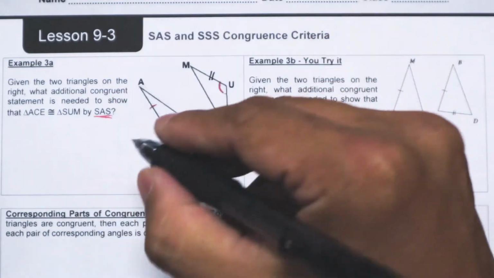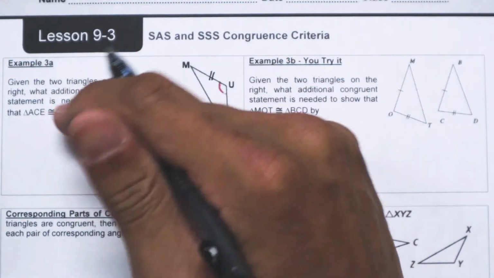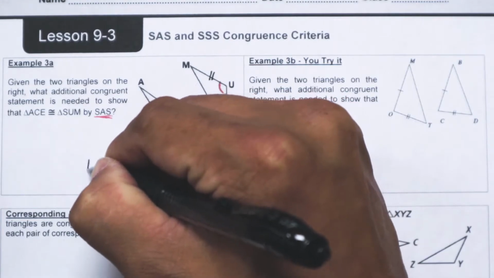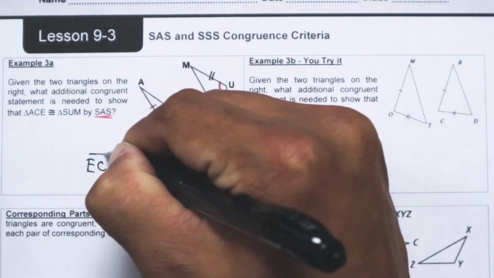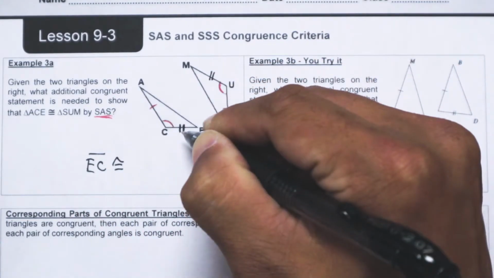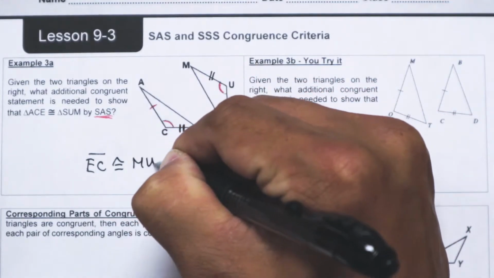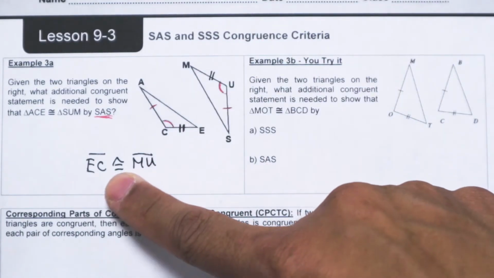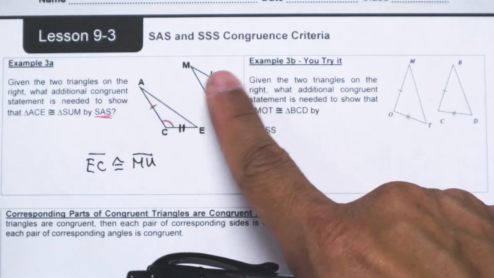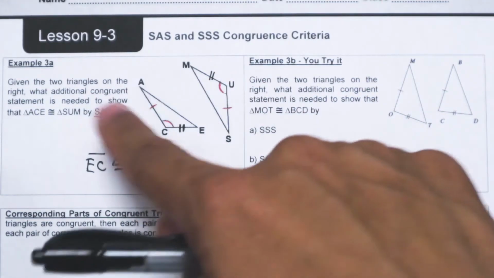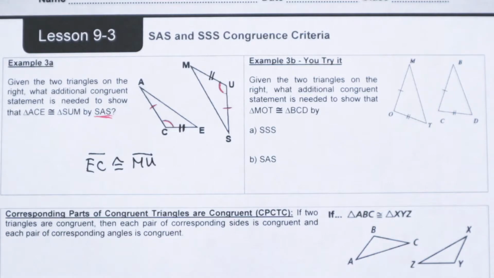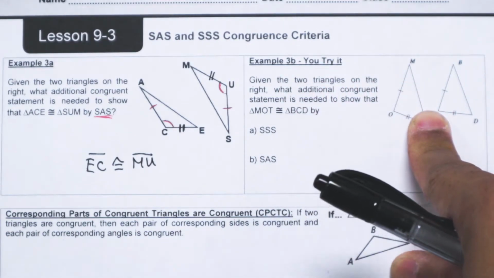So to answer that question, we're going to say, well, what information is needed? We're going to say, well, that means segment EC must be congruent to segment MU, okay? If this information is present, then we could say that these two triangles are congruent by SAS. Let's do one more. In example 3, same information.